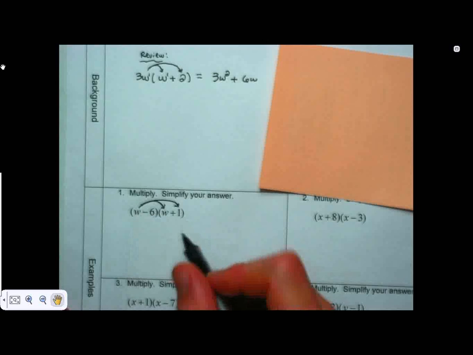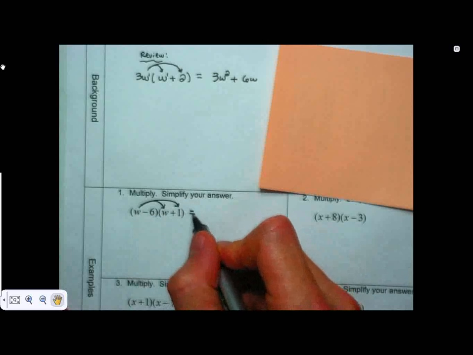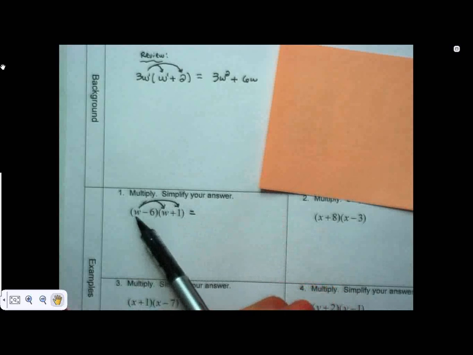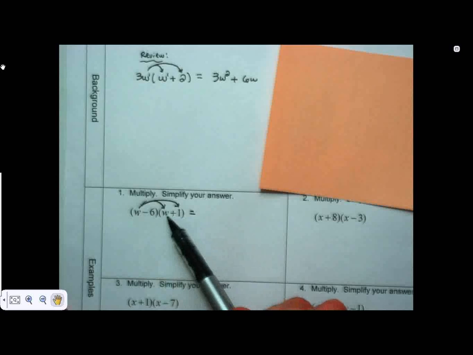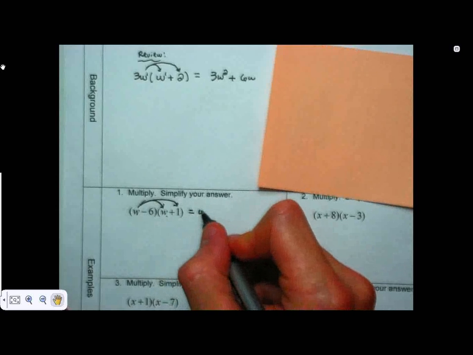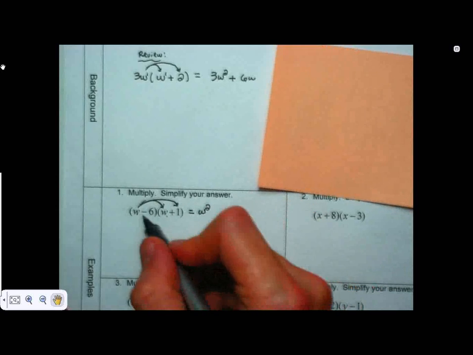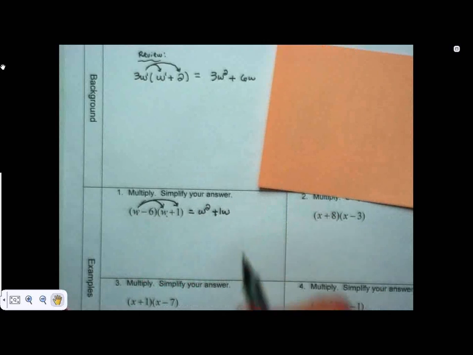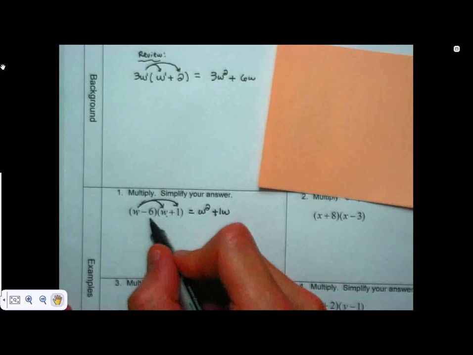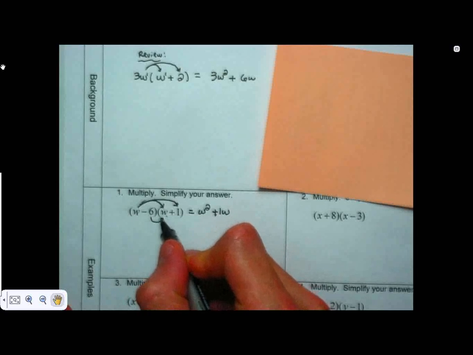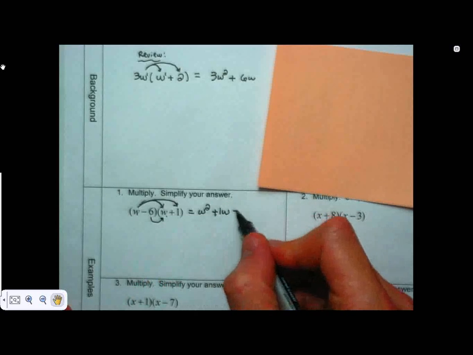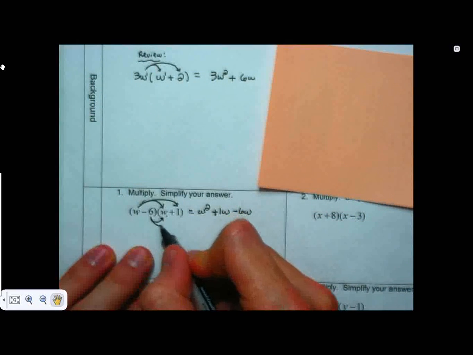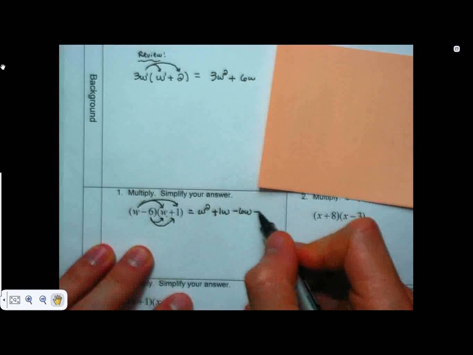So if I were doing number 1, the first thing I would do is distribute this w all the way through. So if I do that, w times w is going to be w to the second. W times 1 is positive 1w. Negative 6 times w is negative 6w. And negative 6 times 1 is negative 6.